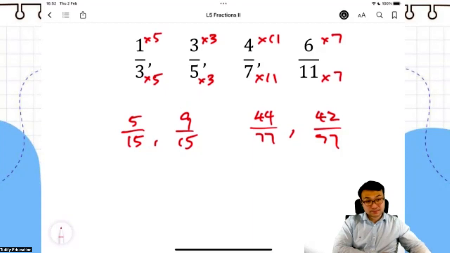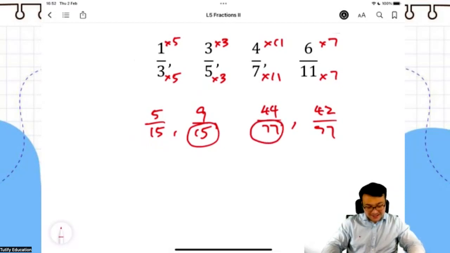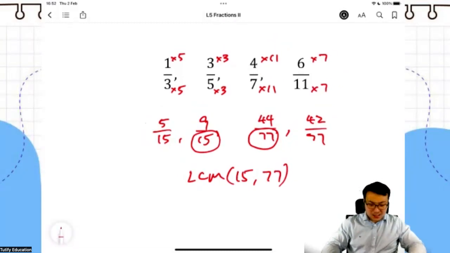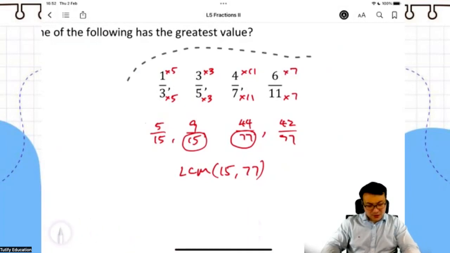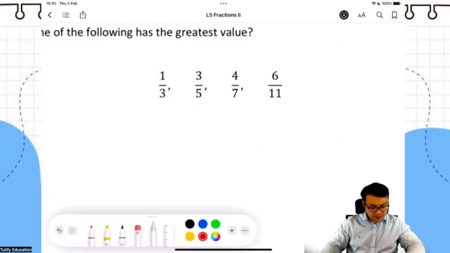Does that help me? No, it still doesn't help me. I still need to make sure that I compare with everything else, right? So now you want me to change the denominator into, wow, what do you want? It's going to be a huge number. What is the LCM of 15 and 77? It's a really big number and I'm going to waste a lot of time. So students, sometimes trying to make the denominator the same is very time consuming.